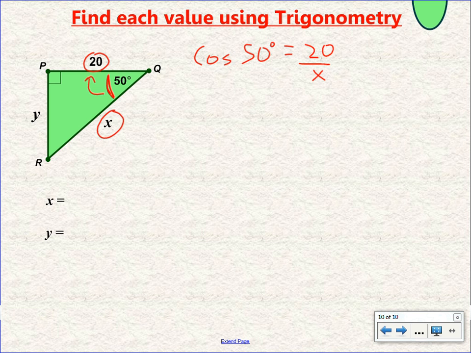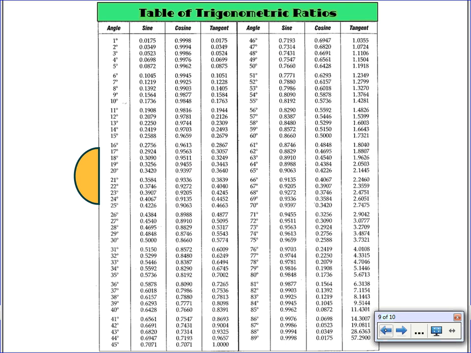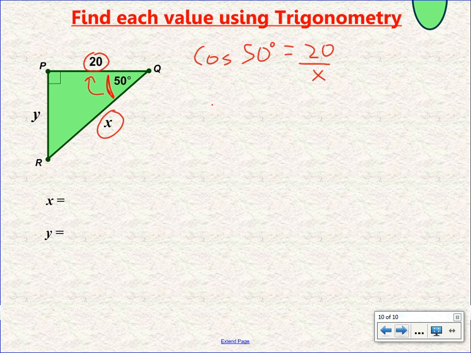Okay? Now, again, I don't know what the cosine of 50 is, but my trig chart does. So I go over to the trig chart, and here is 50 degrees, and here is the cosine of 50 degrees. Cosine of 50 is 0.6428. We can now replace that. 0.6428 is equivalent to cosine of 50. And now I can bring the rest down. Equals 20 over x. This time x is on the bottom, right?